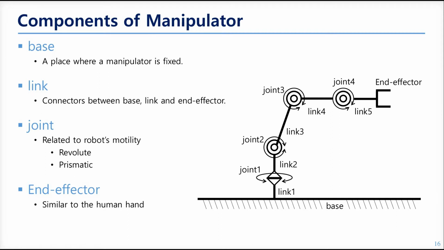The link is the part which connects the base, joint, and the end effector. The joint is the part which will actually move or revolve. The step motor or the actuator will be one of the parts. And the last, the end effector, defines the goal of the manipulator. If you put a gripper on that part, the manipulator will work for something like pick and place. And if you put a painter, it will work for painting, like the door of a car.